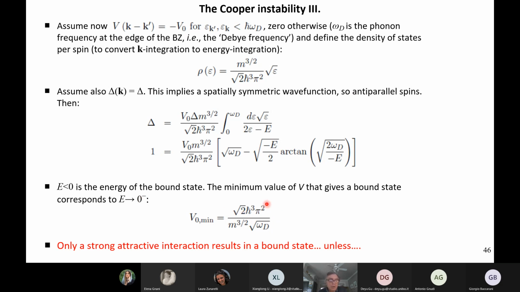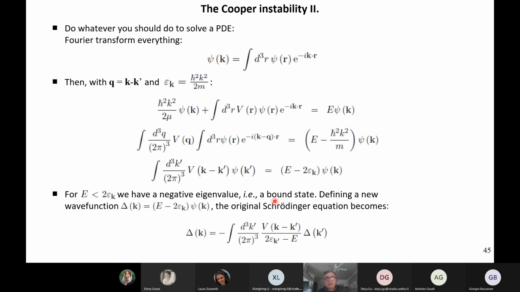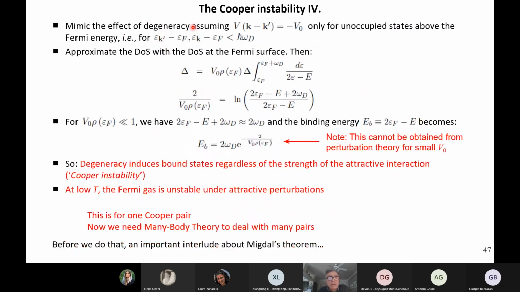So in general, you would say that, boy, I really need a very strong attractive interaction to make two electrons pair up. However, that's not true in general. We started off by saying, let's consider two electrons in an electron gas, which is high density, which is degenerate. So now we tell a slightly different story. We assume that this potential is attractive and negative, but only for states which are above the Fermi level, but within a Debye frequency from the Fermi level.